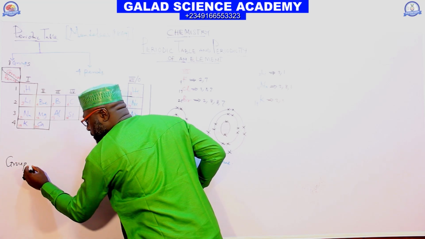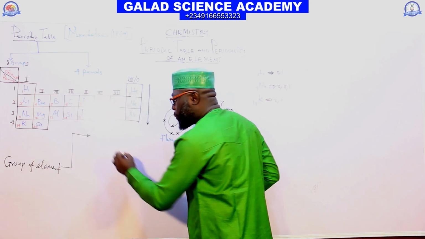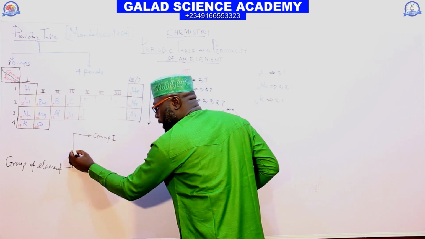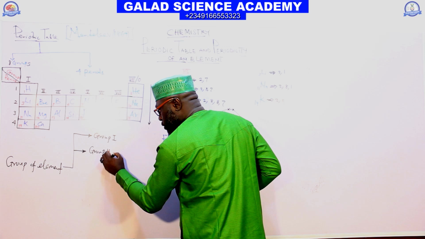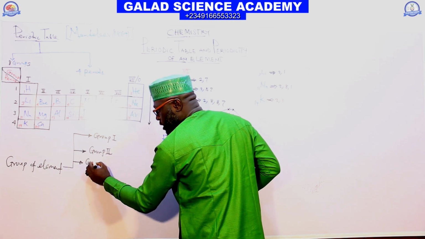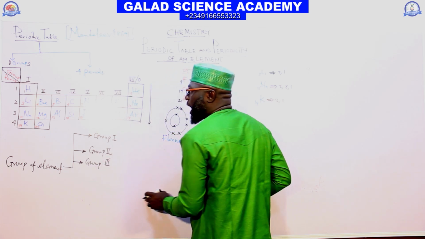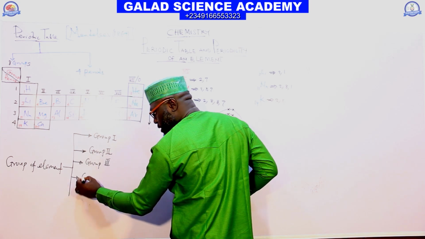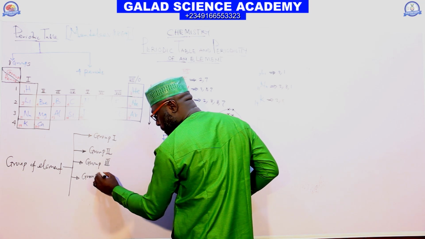Groups of elements. We have group 1, group 2, group 3, then we have group 4.